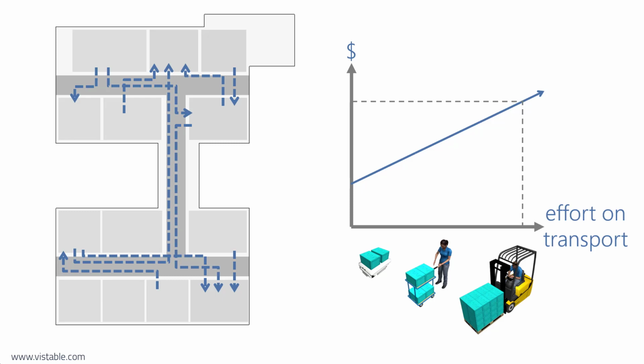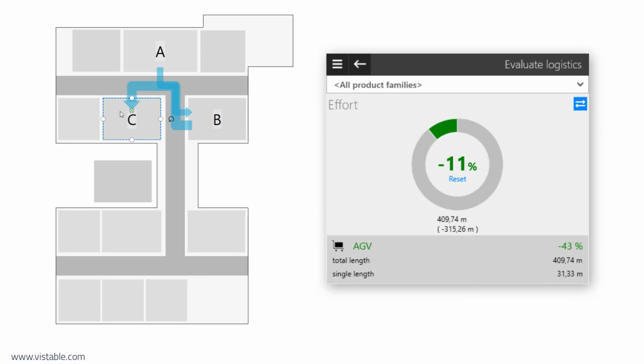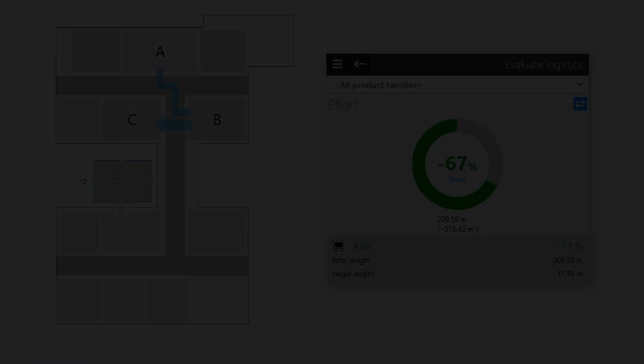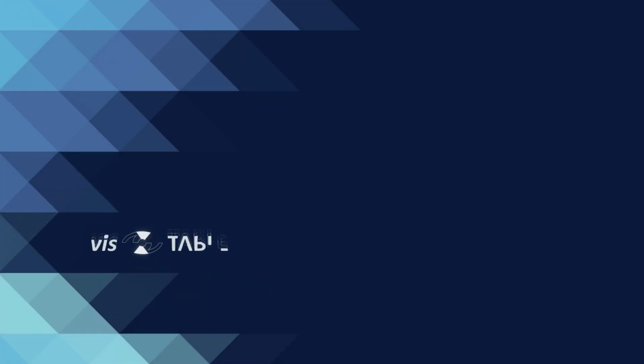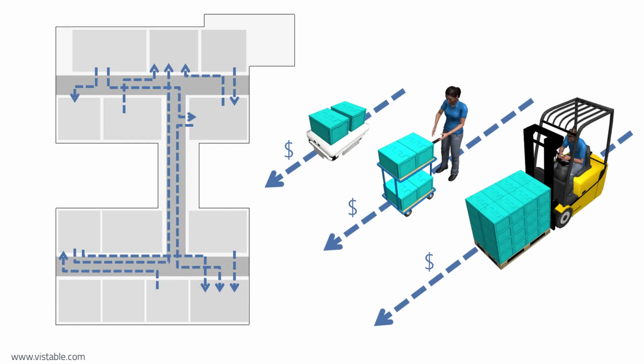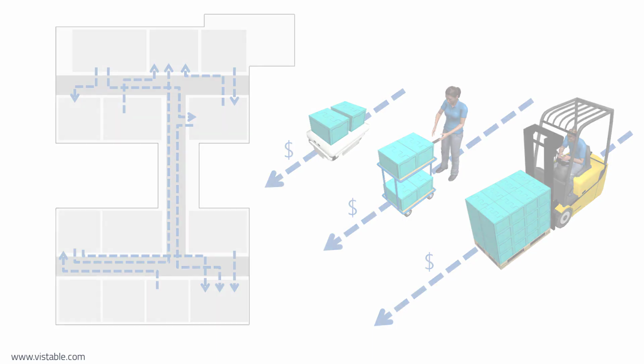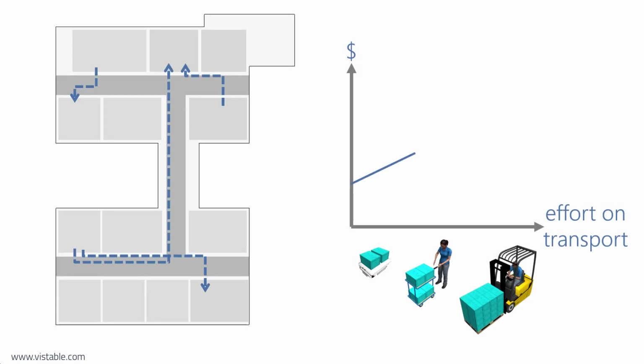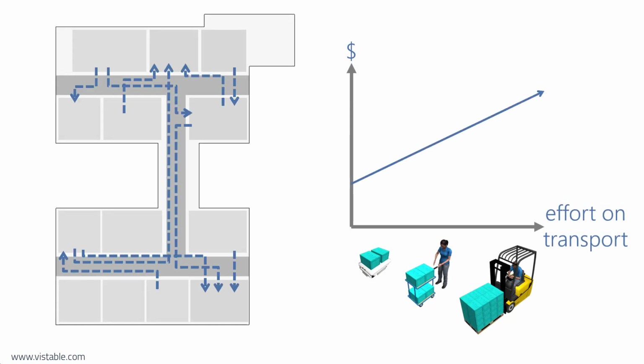The transport effort is a very important key figure for evaluating factory layouts. But how can I deal with it? The transport effort shows how well the areas of a factory are arranged in relation to each other. A low transport effort is the main logistical objective.